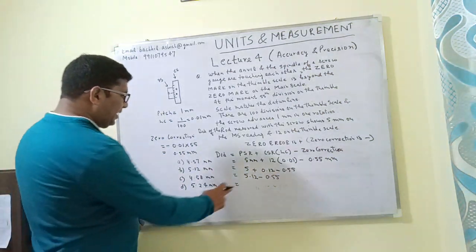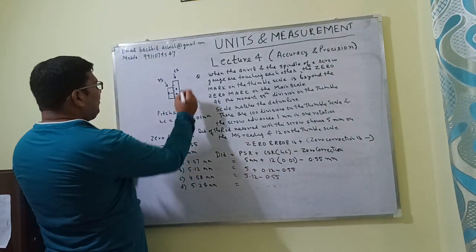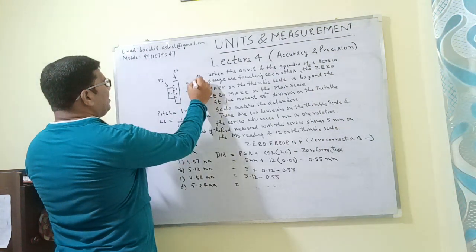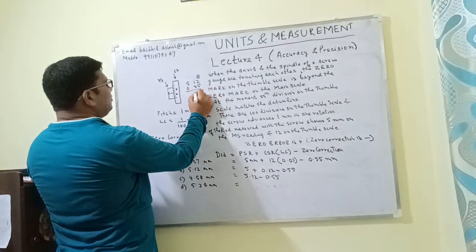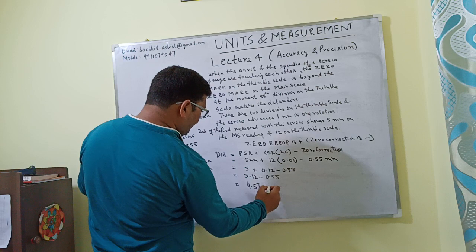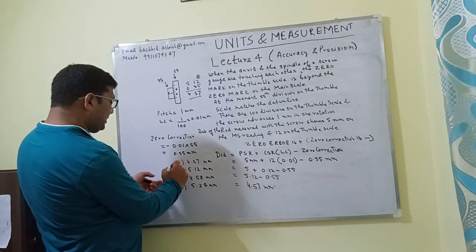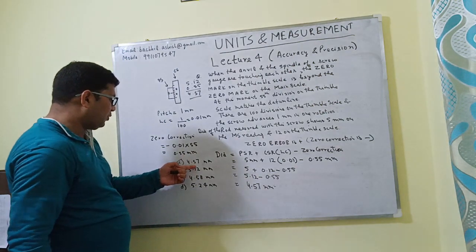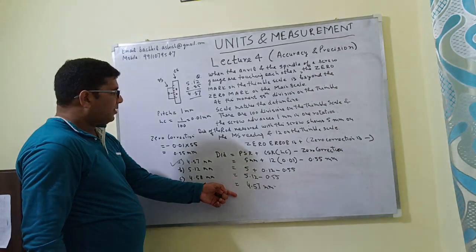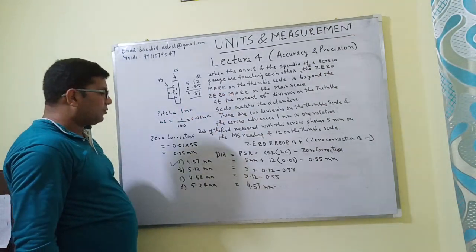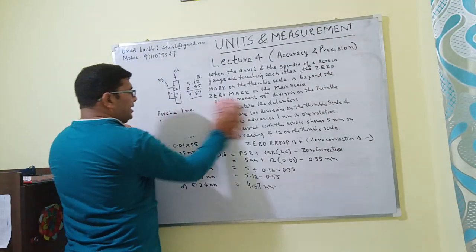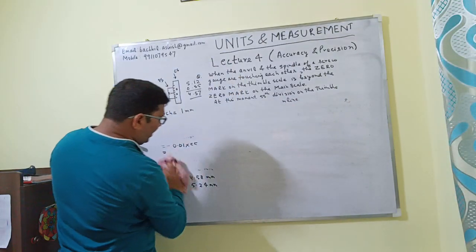Okay, so what answer did we get? 5.12 minus 0.55, so this is equal to 4.57 mm. Okay, so the correct alternative is A, that is 4.57 mm. So this is the correct diameter of the rod as measured by this screw gauge, and I hope you must have understood this question, and you must have understood the way I have solved it also.